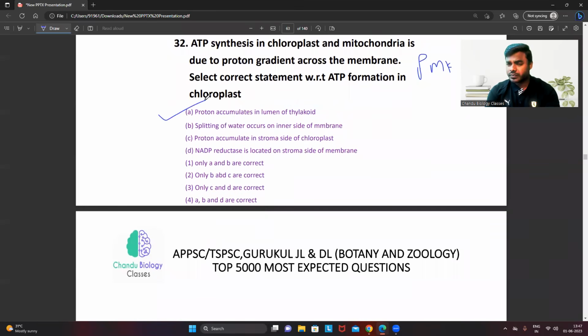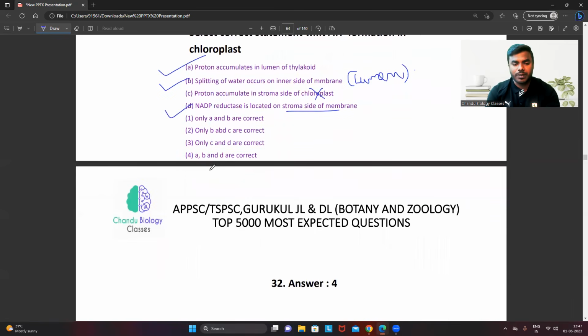Option A says that protons accumulate in the lumen of the thylakoid. Of course, true. I also told you splitting of water occurs on the inner side of the membrane. Of course, true. Sometimes, friends, they will say splitting of water occurs in the lumen. That is also right, not wrong. Option C says that protons accumulate on the stroma side. No, right? Most of the protons accumulate in the lumen, not in the stroma. Option D, NADP reductase is located on the stromal side of the membrane. That is also right. I will show you the diagram in tomorrow's class. You will get a very good idea. Hence, A is correct, B is correct, D is correct, C is the wrong statement. Hence, the correct answer is number 4.